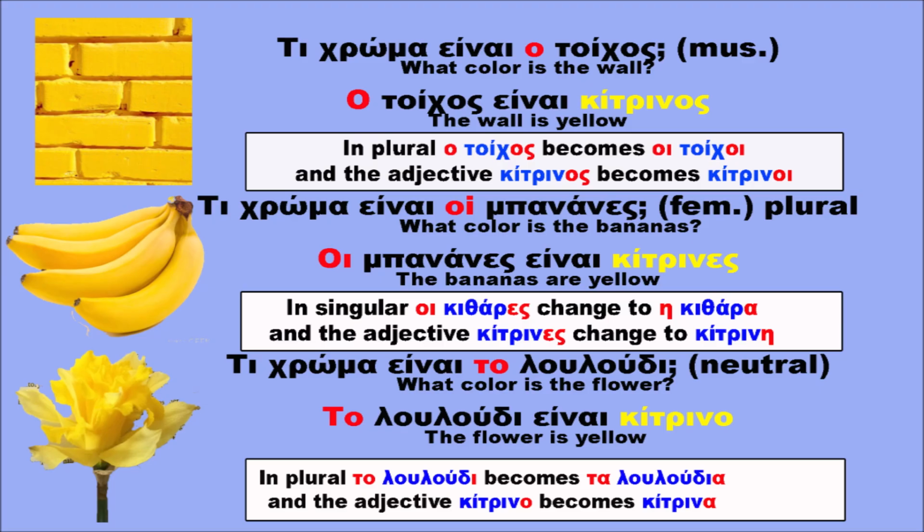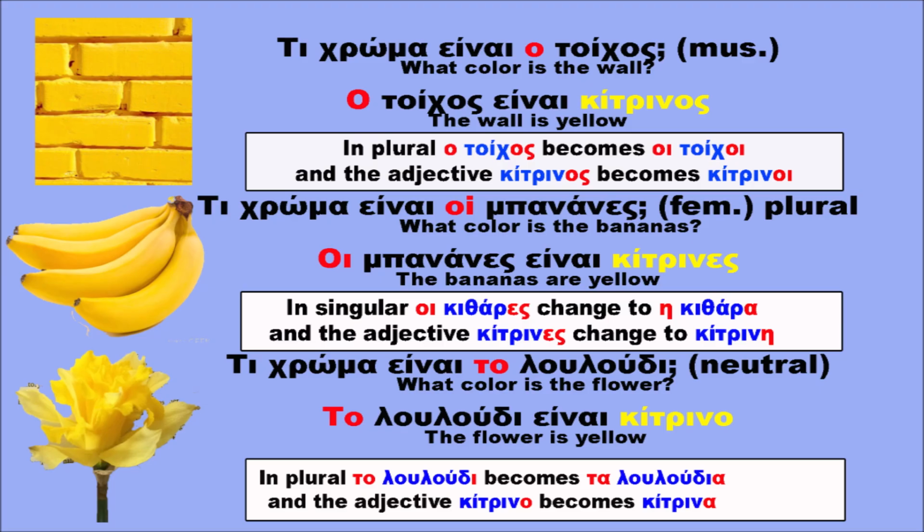Τι χρώμα είναι οι μπανάνες? Feminine, plural. What color are the bananas? Οι μπανάνες είναι κίτρινες. The bananas are yellow. In singular, οι becomes η. The article οι becomes η in singular, and the ες becomes α. Μπανάνες, μπανάνα. And the adjective κίτρινες changes to κίτρινη.